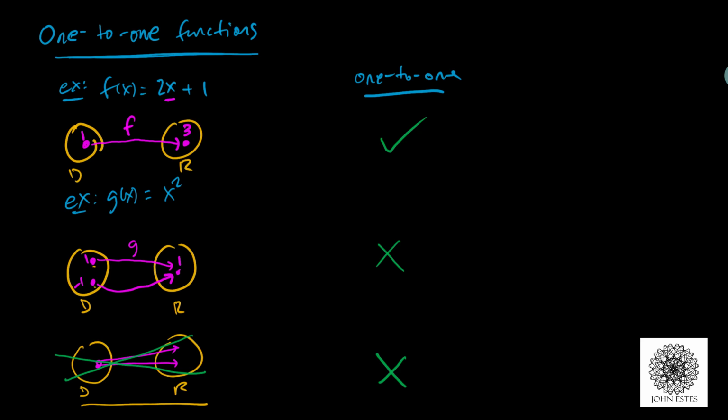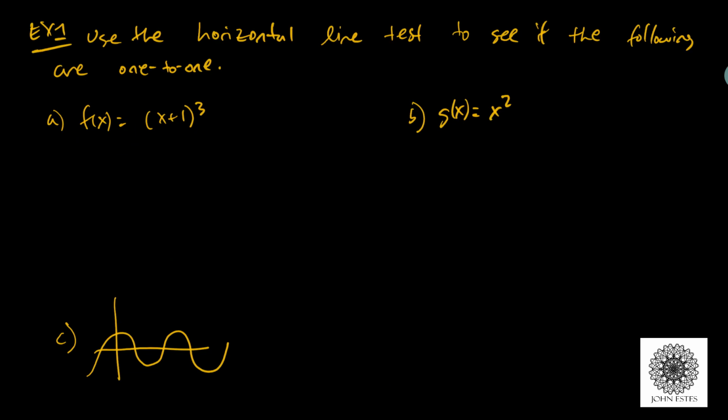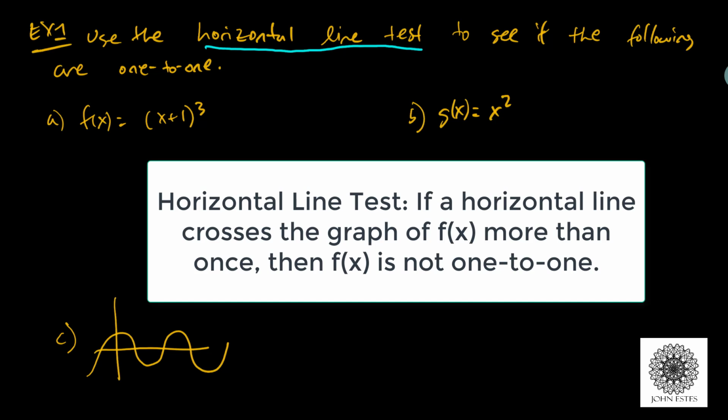All right, now we can look at this with a graph through what we call the horizontal line test. Here I have an example where it says to use the horizontal line test to see if the following are one-to-one. Now, what is the horizontal line test? The horizontal line test says if I take my graph and I draw a horizontal line and it crosses the graph more than one time, then that's not a one-to-one function. And think about why that would be.